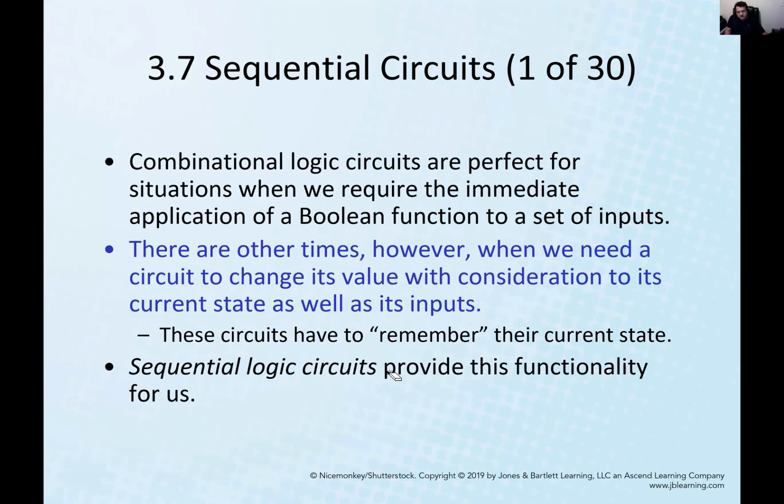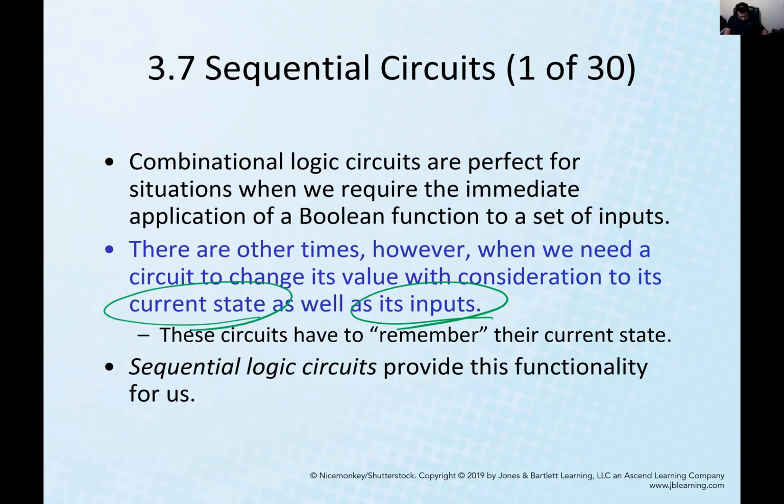And what is the definition of the sequential circuit? You see, the second sentence I highlighted is the exact definition of a sequential circuit. It says that when we need the circuit to change its value with consideration to its current state, as well as its input. Input is of course input, no question. But in addition to input, the sequential circuit considers the current state as well.